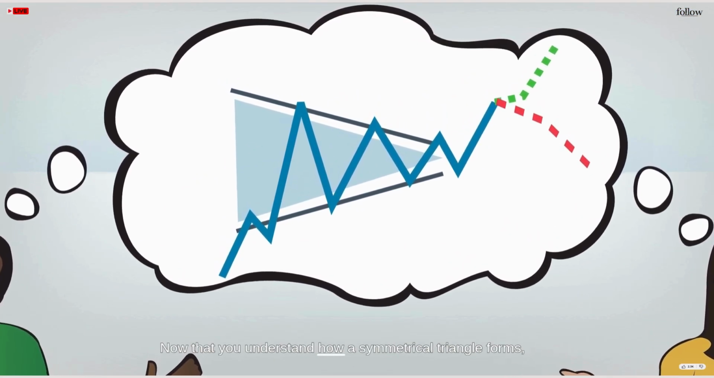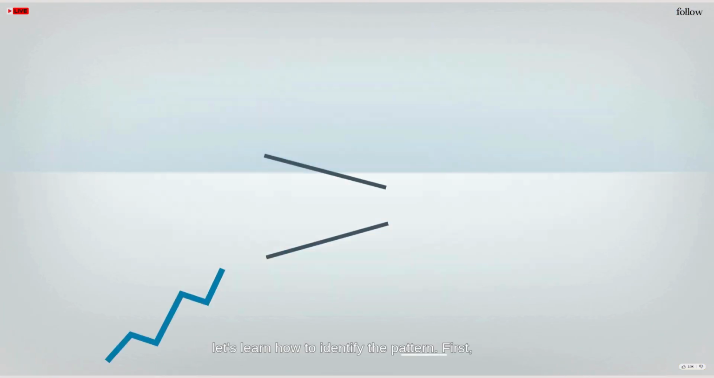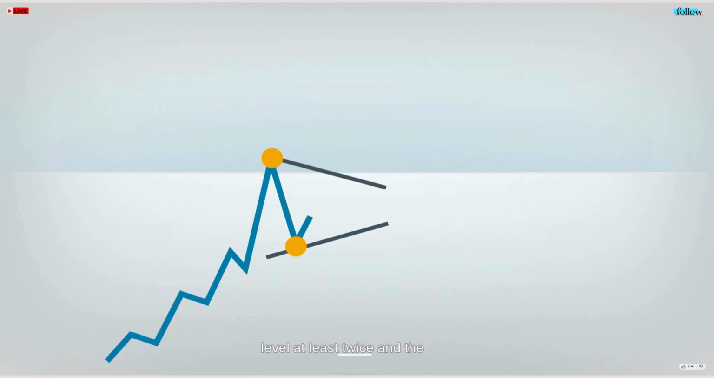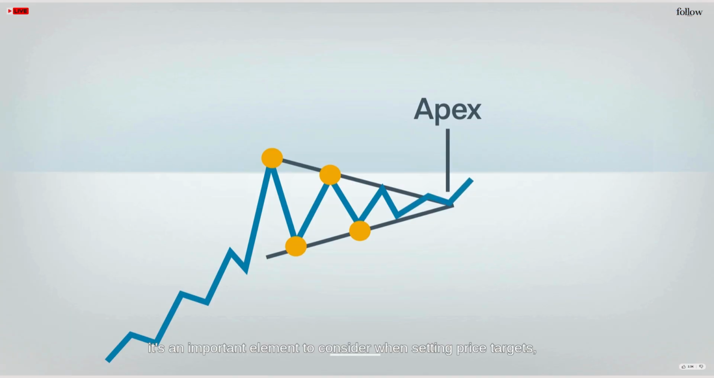Now that you understand how a symmetrical triangle forms, let's learn how to identify the pattern. First, the stock price needs to touch the rising support level at least twice and the diminishing resistance level at least twice as well. If this pattern continues, support and resistance levels will eventually cross. When they do, this cross point is called the apex. While stocks rarely reach the apex, it's an important element to consider when setting price targets, which we'll explain later.